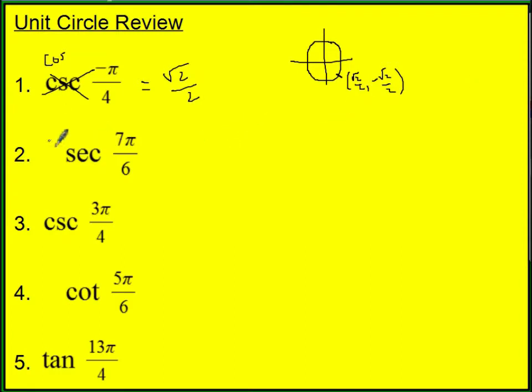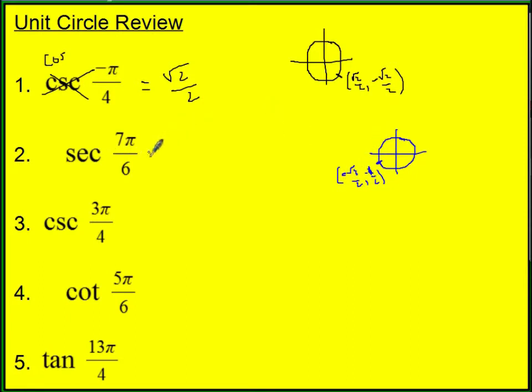In the next problem, secant of 7 pi over 6. First thing I'm going to think is, where is 7 pi over 6? 6 pi over 6 would be 1 pi, so 7 pi over 6 is that point right there. From our previous investigations, I know that that's negative square root of 3 over 2 and negative 1/2.